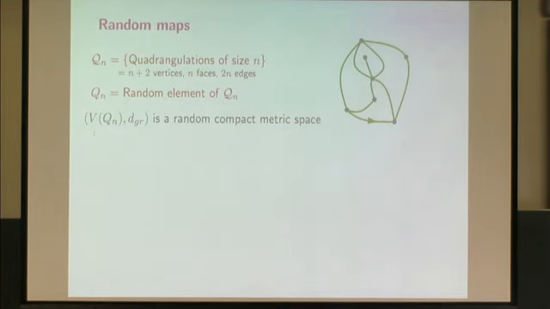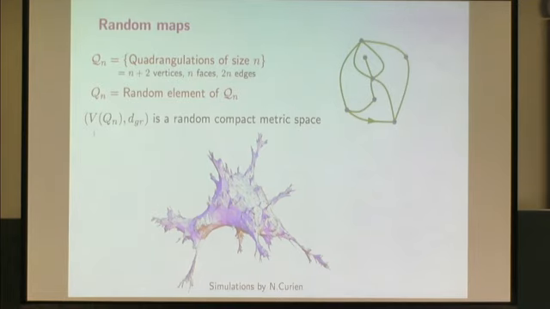The first setting, the usual setting, is the setting of random quadrangulations. You take the set of quadrangulations, as Gregory explained, you take the uniform measure on it, and then you view a random quadrangulation as a random compact metric space. And the question is, how does it look when n goes to infinity? This simulation is due to Nicolas Curien, and it gives you an approximation of what we call the Brownian map, the limit of a uniform quadrangulation when we scale by n to the 1/4.